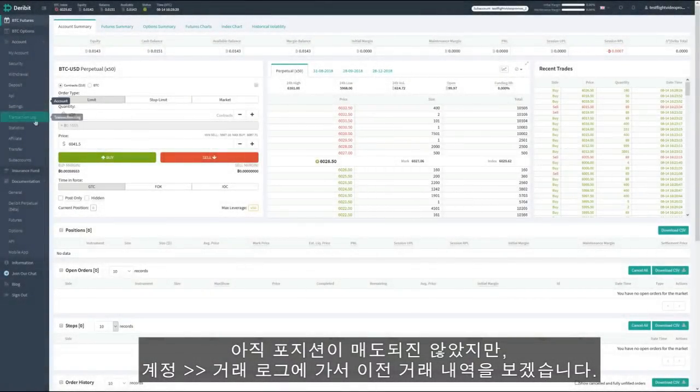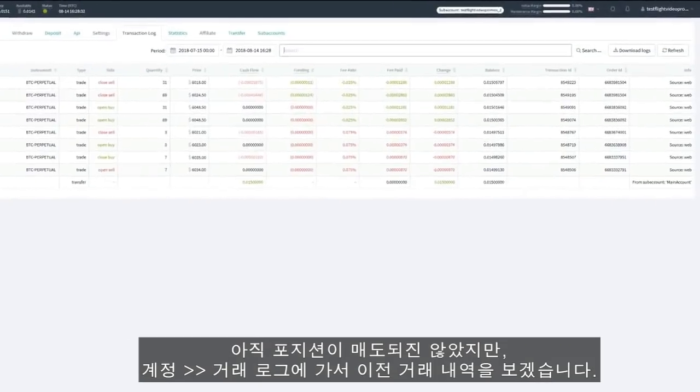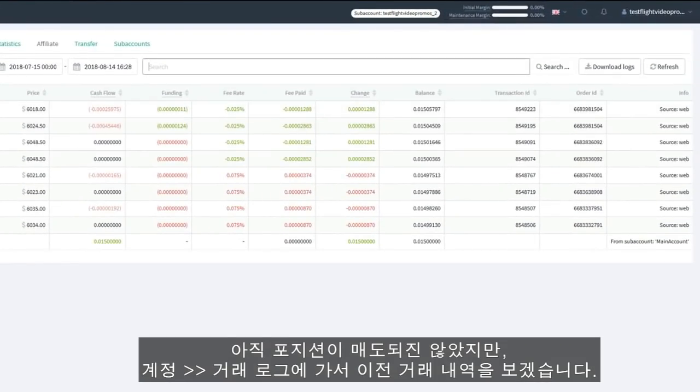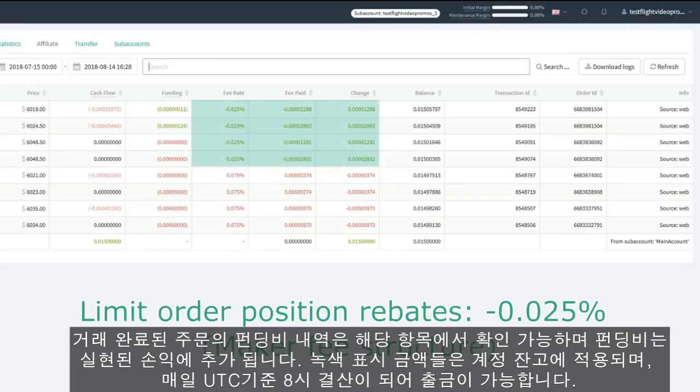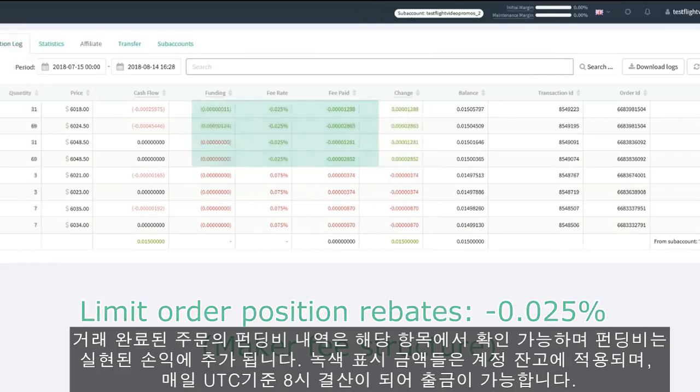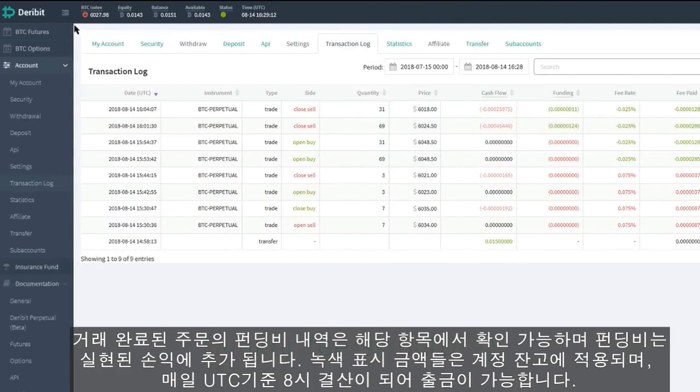The position is now closed and we can view our trade over in transaction log under account. On our closing trade, the funding received or paid during the position is visible in this column and added to our realized profit and loss of the trade. Like profits and losses from price movements, these amounts are added to the account equity and are available to be withdrawn on daily account settlement at 0800 UTC.